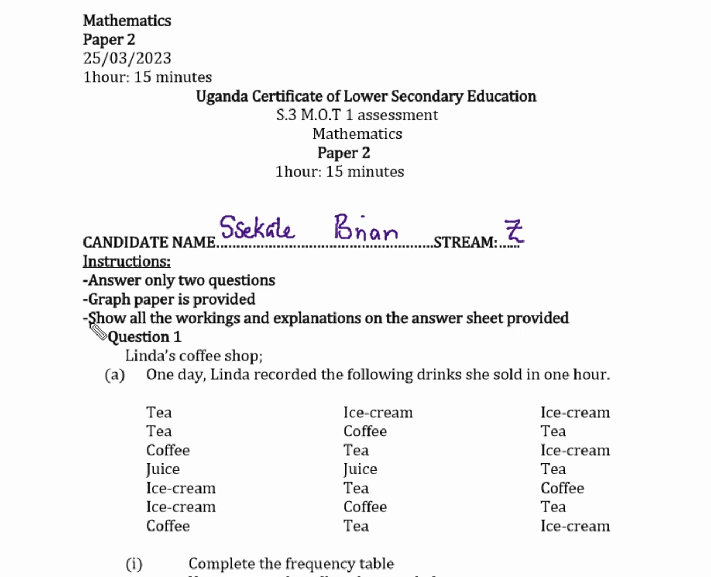Instruction 3: show all the workings and explanations on answer sheet provided. Is that okay? So before doing anything on the question paper, make sure that you read the instructions and understand them fully. Question number 1.